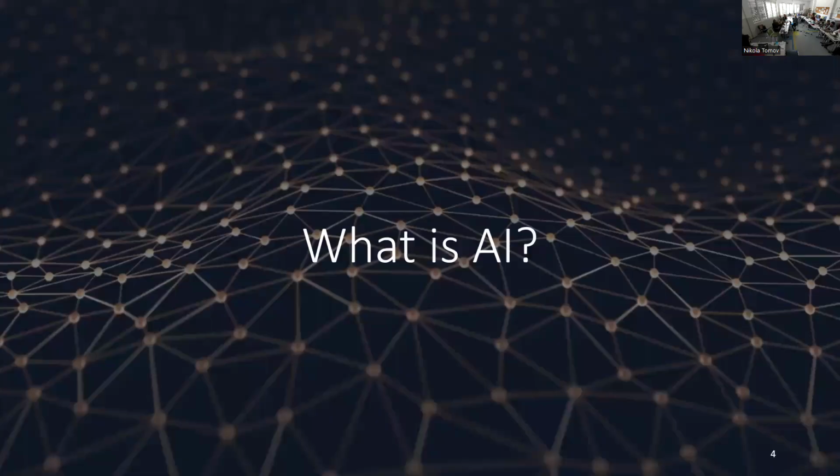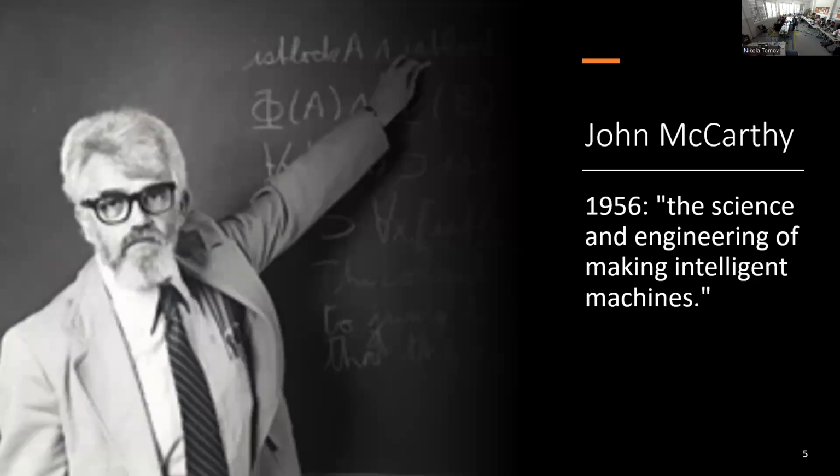I know that in the past days we have had some definitions on what is AI, but allow me to give another perspective. One of the fathers of AI, John McCarthy, in 1956, coined the term AI, and he said it is the science and engineering of making intelligent machines. But how do you make a machine intelligent?